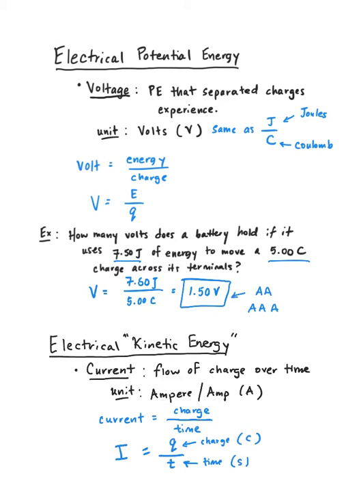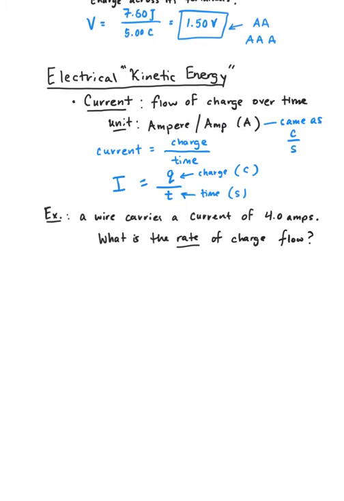Current, amps or amperes, are equivalent to coulombs per second. In this terminology, since current is a measure of change in charge over time, a wire carrying a current of 4 amps will have a rate of charge flow of 4 coulombs every 1 second.